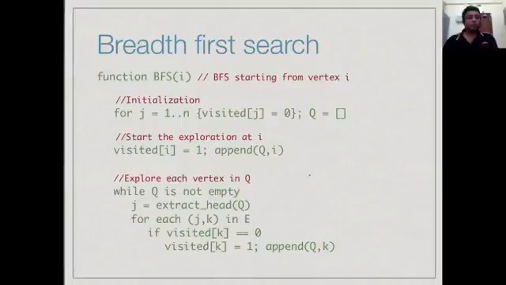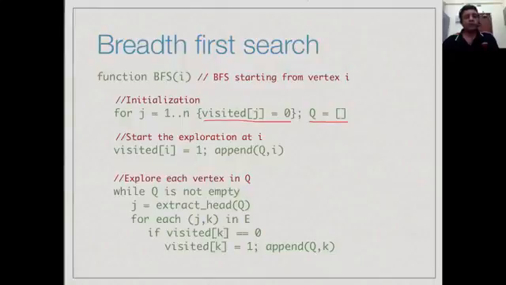So here is some more formal code for BFS. BFS is a function which takes as its argument the vertex from where we want to explore the graph. As we said, the vertices are called 1 to n. We have this array visited, which is initialized to 0, and we have a queue to mark the vertices still to be explored, and this is initialized to empty.